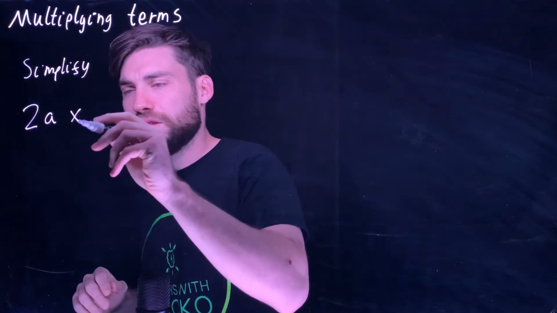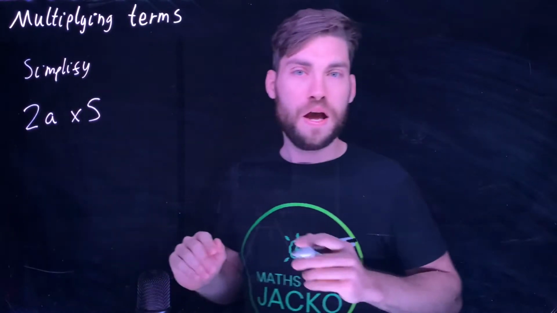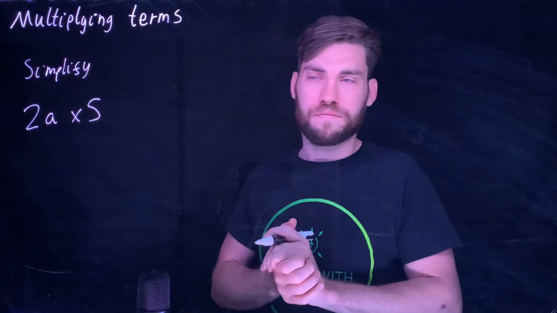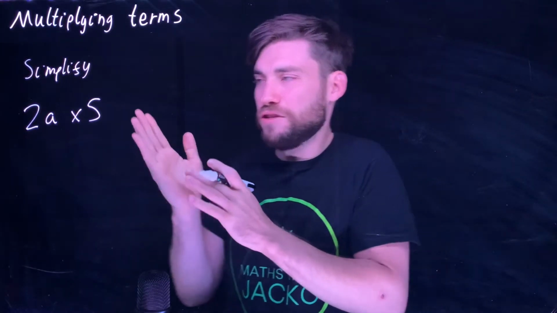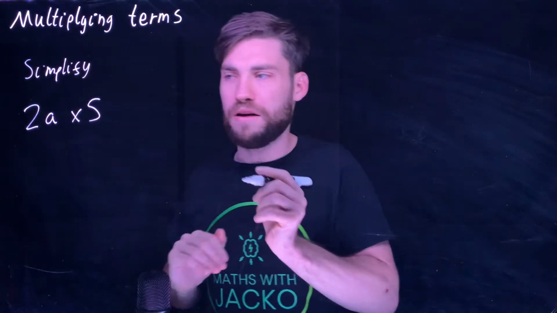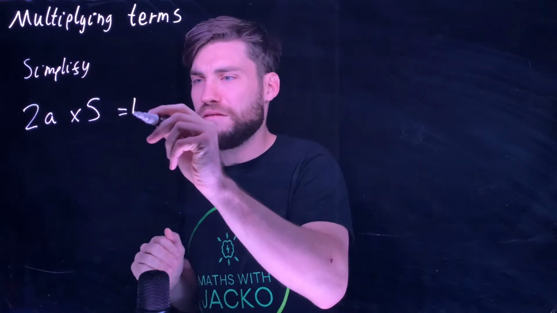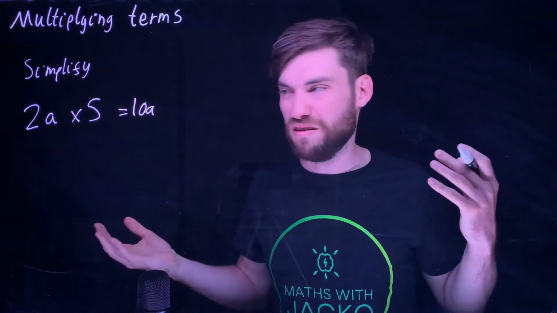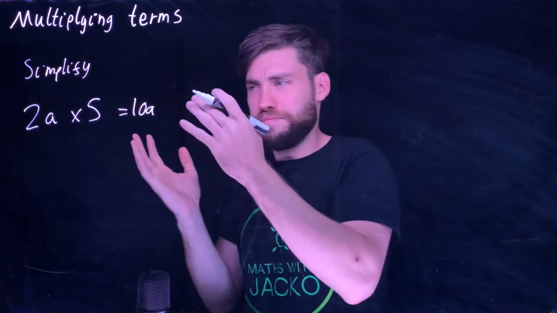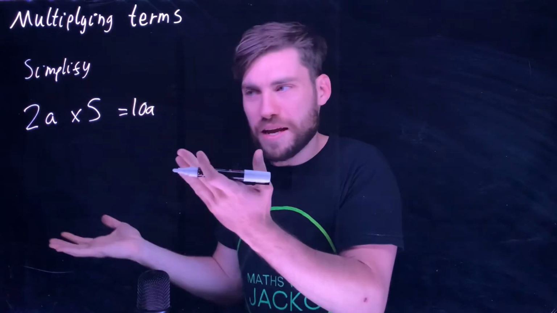2a times 5. Pause the video. What do you think that is? Okay, so you should pause the video and have a go. Basically, all it is, just look at the numbers. 2 multiplied by 5, which is 10, and then you put the letter on. And that's all it is. It's just 2a, well, 5 lots of 2a.